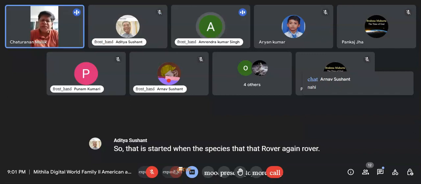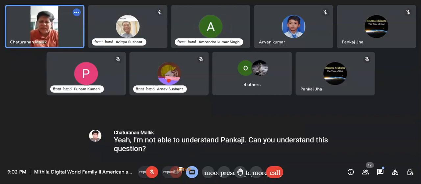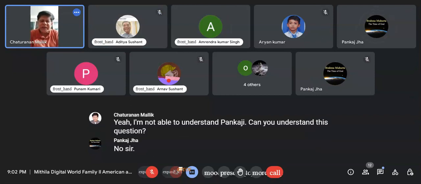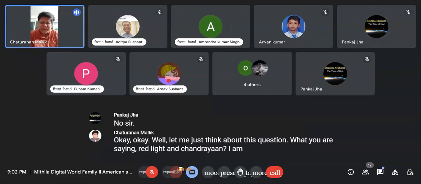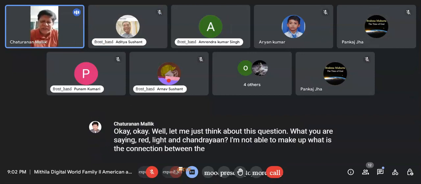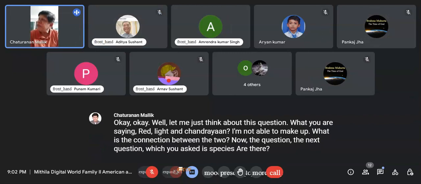Yeah, I'm not able to understand this question. Pankajji, can you understand this question? No, sir. Okay, let me think about this question. What you are saying, red light and Chandrayaan, I'm not able to make out the connection between the two. Now, the next question which you asked is about species. Can I tell in Hindi?